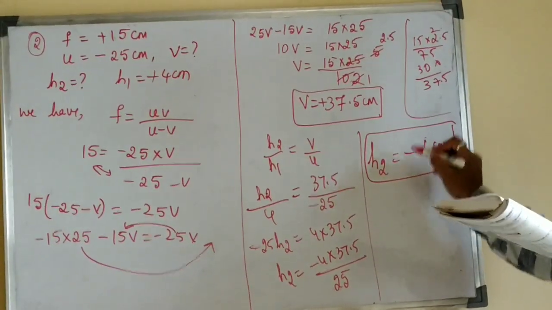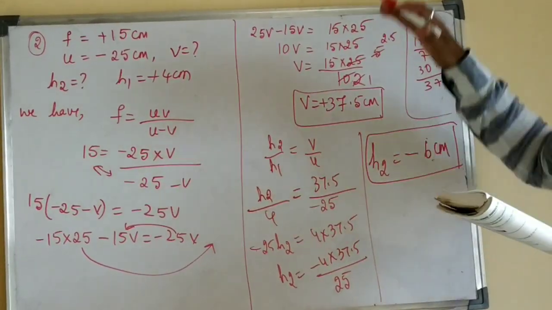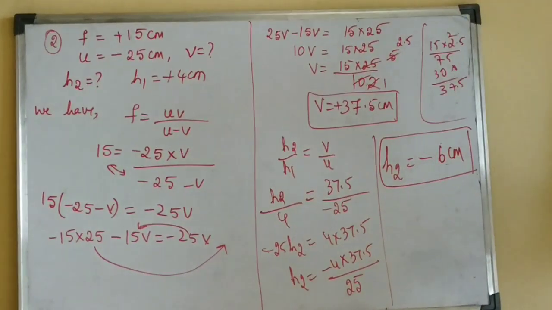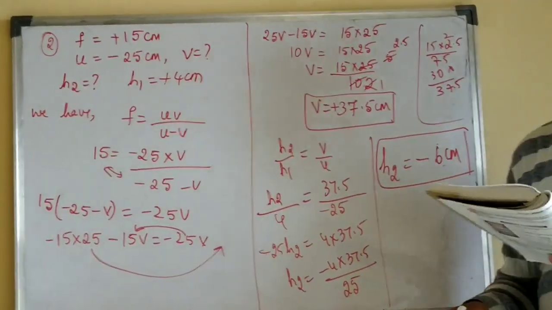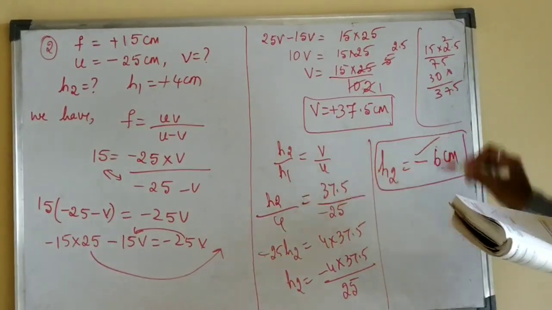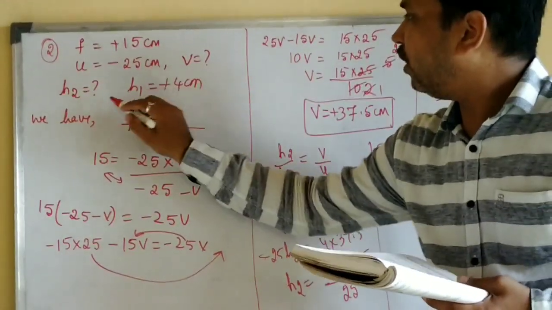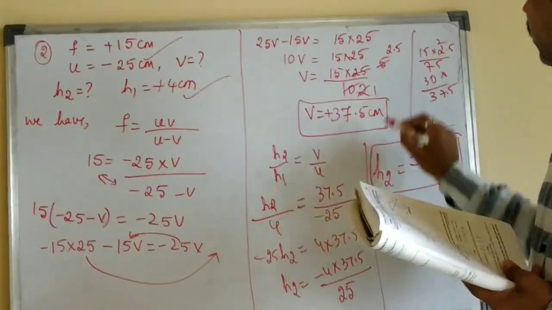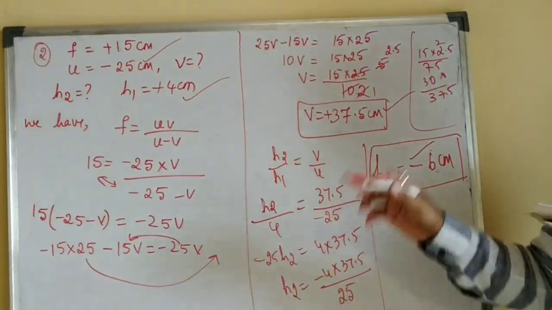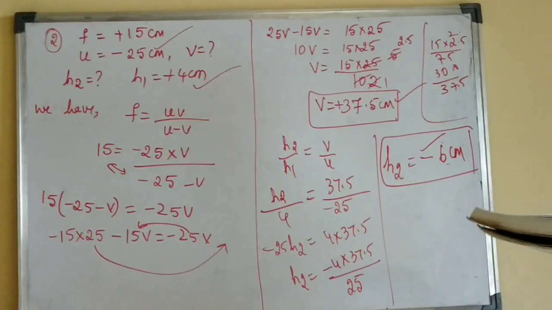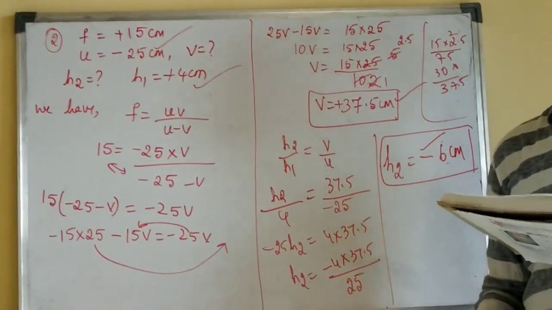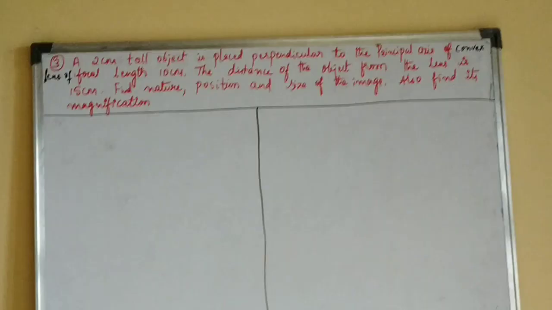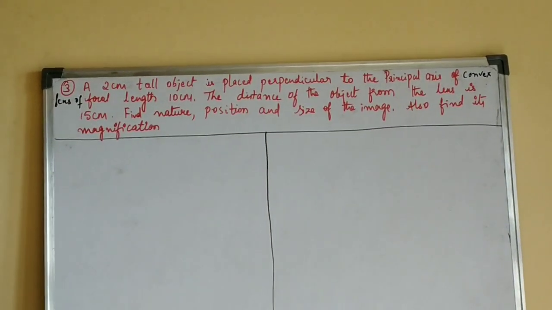which means that the height of the image is negative, meaning the image is formed below the principal axis towards the right side of the convex lens. Now you have the image height, the object height, the object distance, and the image distance. Now you can draw the ray diagram of the convex lens. Okay, now this is the solution. Now let us move to the third problem.